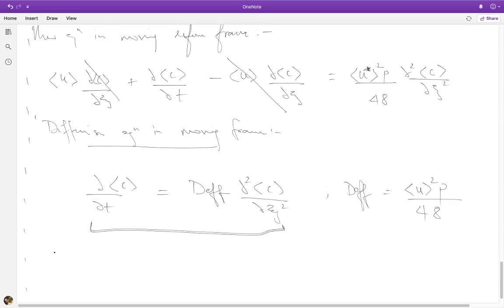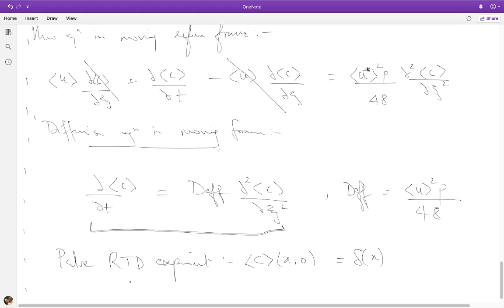So if I start with a pulse, so I do the pulse RTD experiment, this would correspond mathematically, in the ideal situation, to just a Dirac delta initial source. So I say that the concentration at x comma 0, at initial time, is just a delta function in the x direction, or a radially uniform pulse. Then I already know the solution. It's just the fundamental solution of the diffusion equation.